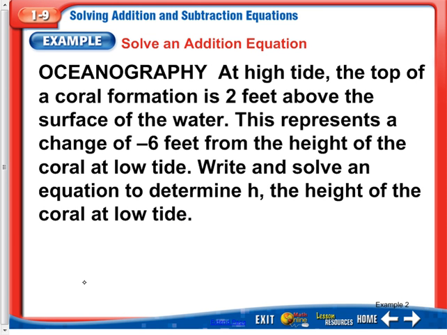All right, at high tide, the top of a coral formation is 2 feet above the surface of the water. This represents a change of -6 feet from the height of the coral at low tide. Write and solve an equation to determine h, the height of the coral at low tide.